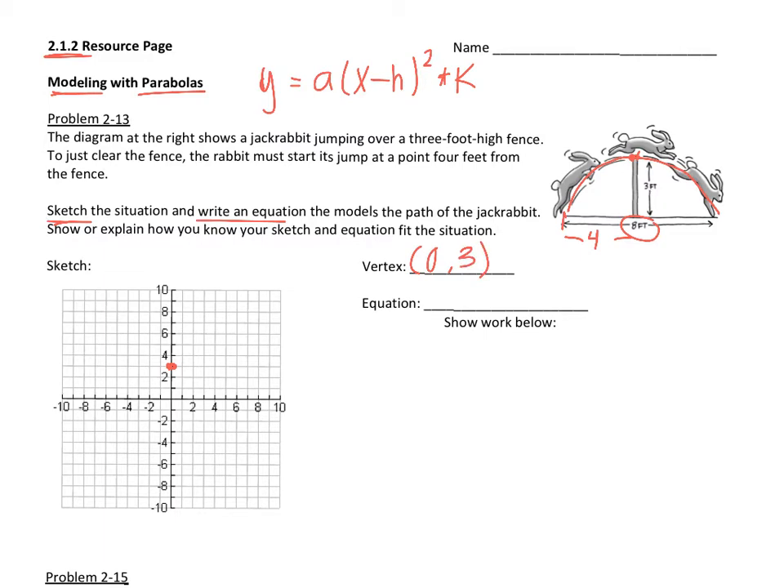And then since the jackrabbit had to be 4 feet away in order to clear that jump, 4 feet on each side of the y-axis would give me the points (-4, 0) and (4, 0). So then we can see this parabola that would model the situation. Let me try a little bit better. It would look something like that.